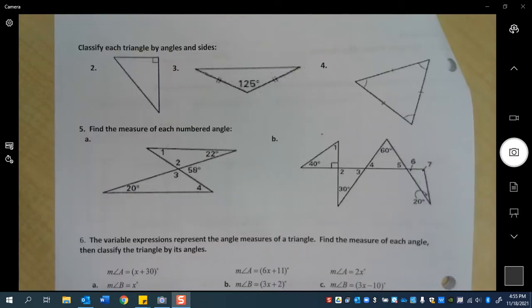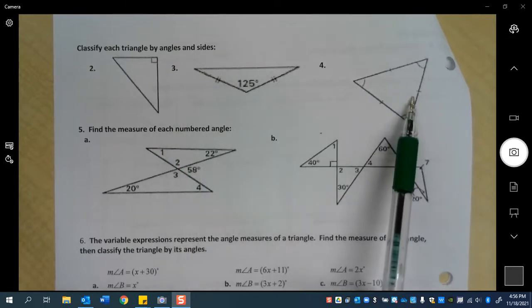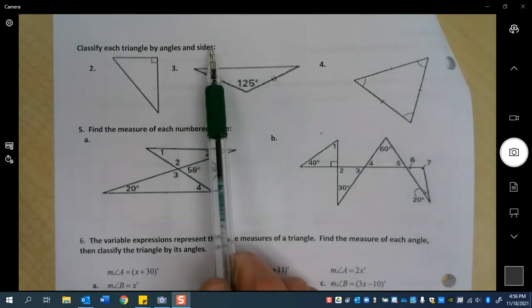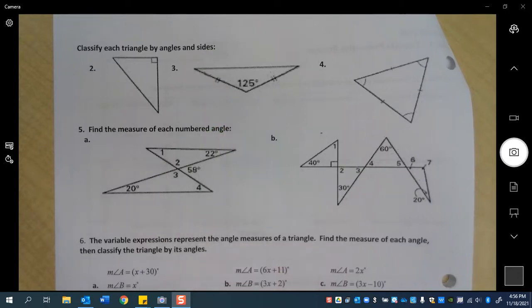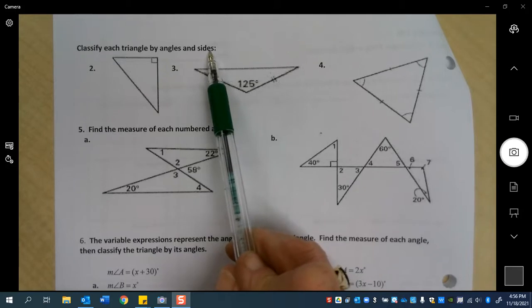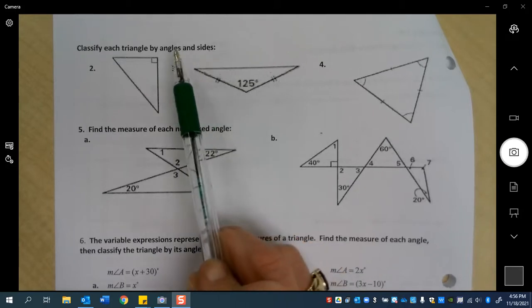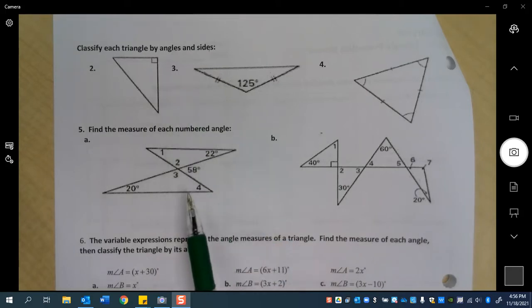All right, let's take a look at the back of page 1. You have 3 triangles to classify by angles and sides. So think about your definitions of your side. It can be scalene, isosceles, or equilateral. Angles, it can be acute, obtuse, or right. And then why don't you jump ahead and try to figure out the measure of each numbered angle.